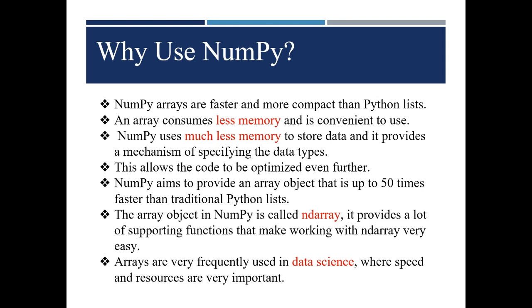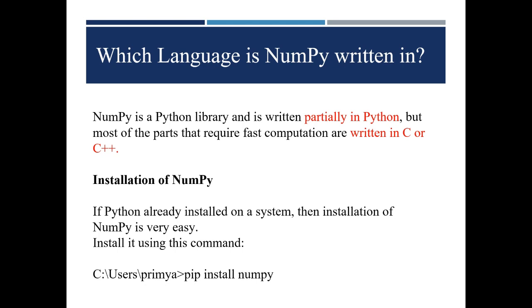The array object in NumPy is called ndArray. It provides a lot of supporting functions that make working with ndArray very easy. Arrays are very frequently used in data science where speed and resources are very important. So we may get a doubt about which language NumPy is written in. NumPy is a Python library and is written partially in Python, but most of the parts that require fast computations are written in C or C++.